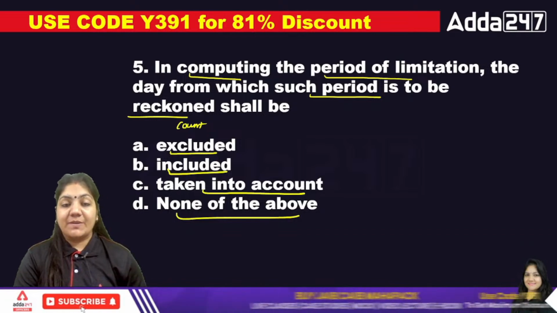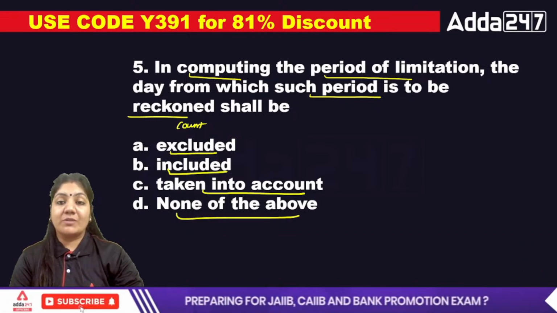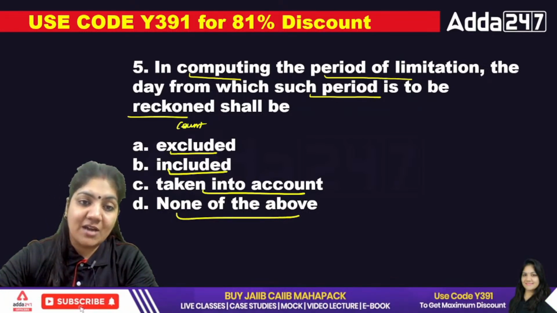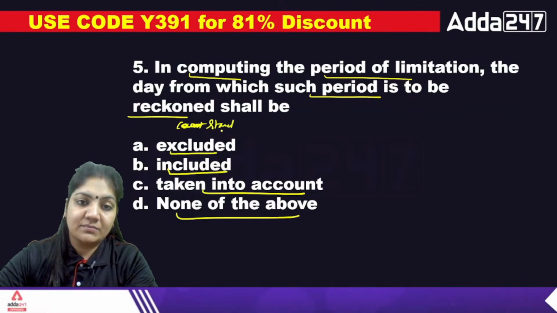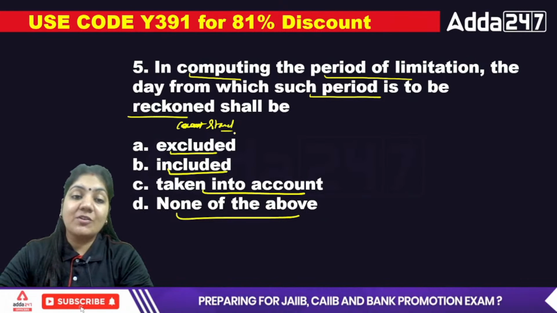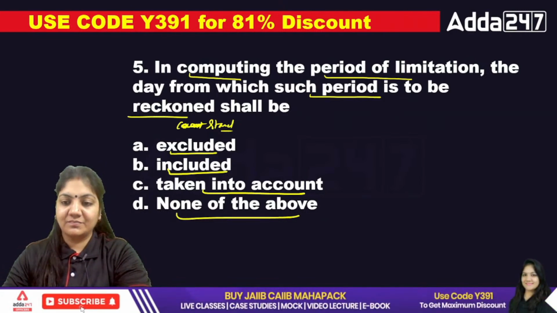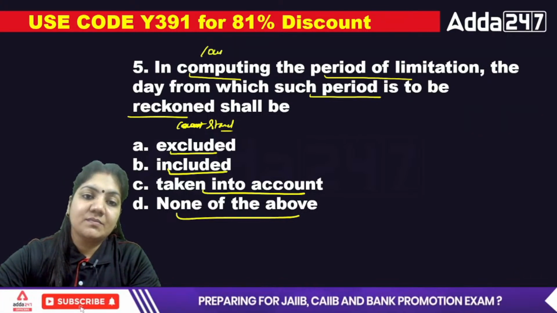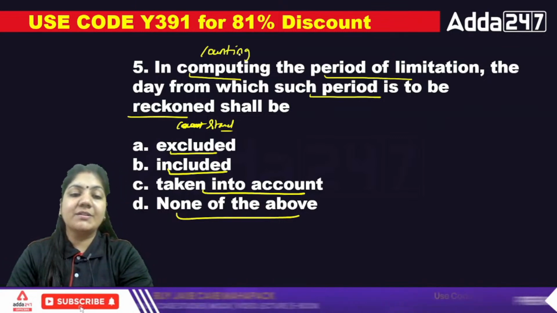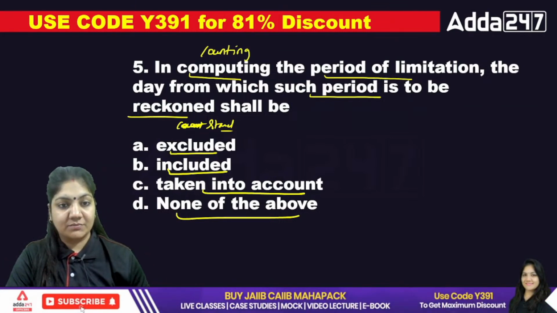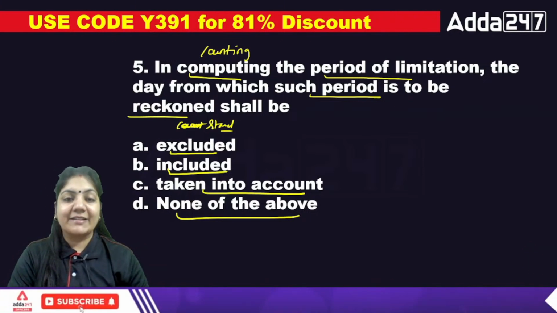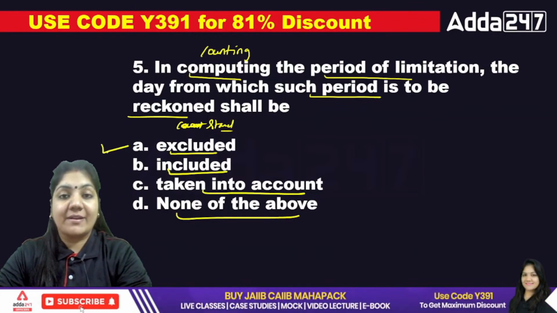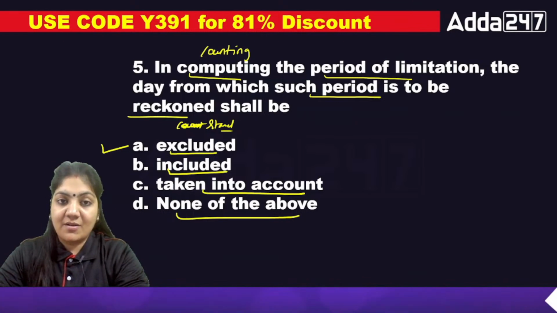In counting the period of limitation, the day from which such period is to start, will it be excluded or included? The options are excluded, included, taken into account, and none of the above. So here the exact answer to the fifth one is that it will be excluded. A is the right answer.